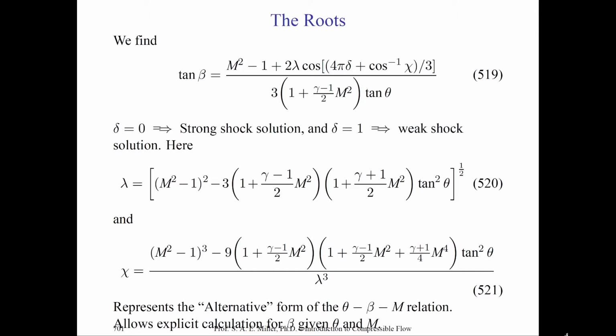Here, lambda and chi are only functions of the incoming Mach number, the turning angle theta, and of course, gamma. You'll see that these represent the particular solutions of the useful roots of the strong and weak shock. This is also viewed and called the alternative form of the theta-beta-Mach number relation. And you can see it does indeed give us explicit calculations, closed form, for beta given one particular theta and Mach number for the strong and weak solutions. You can also try and develop a particular solution for M, but that might be rather difficult.